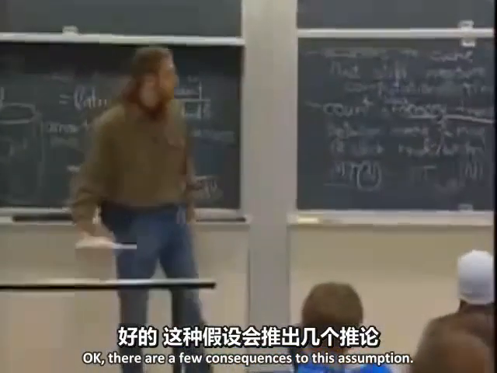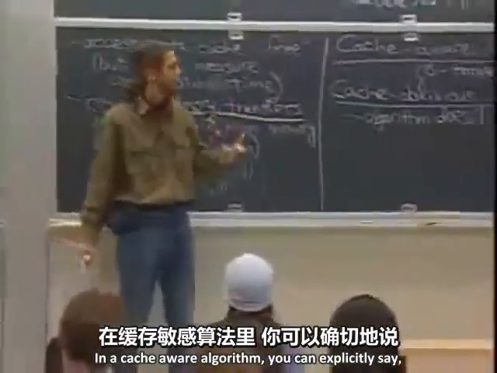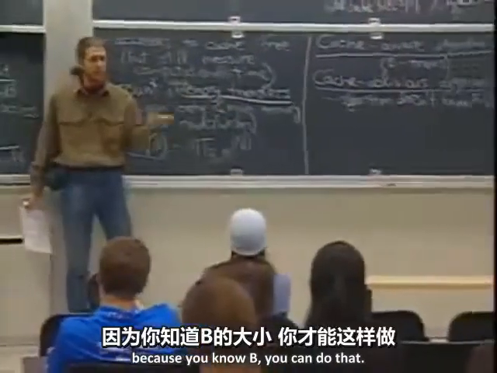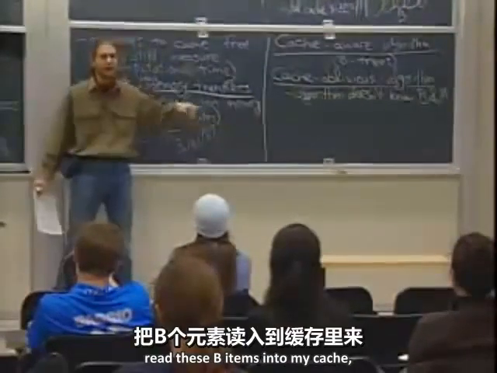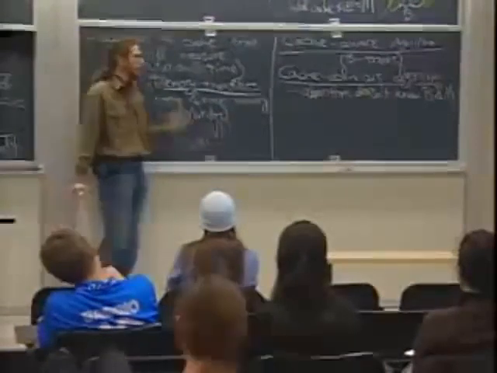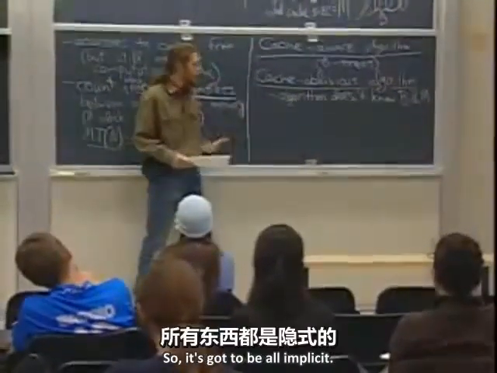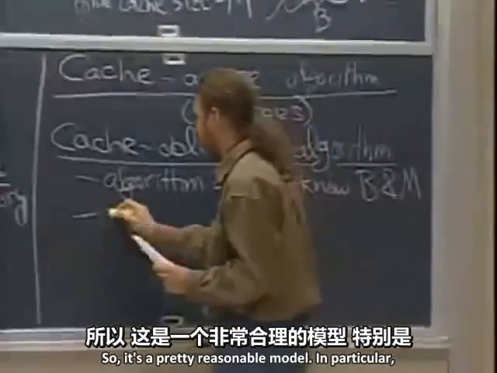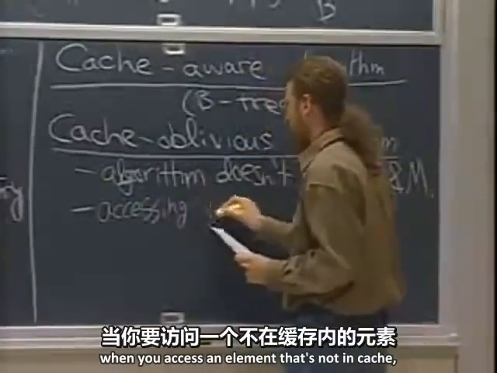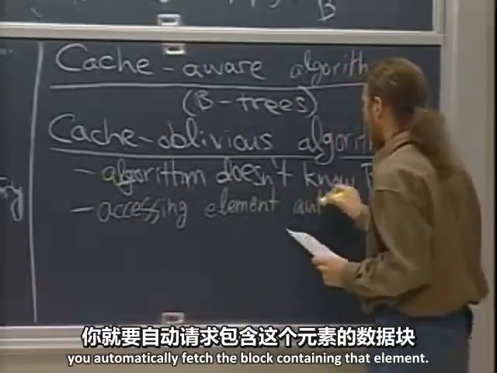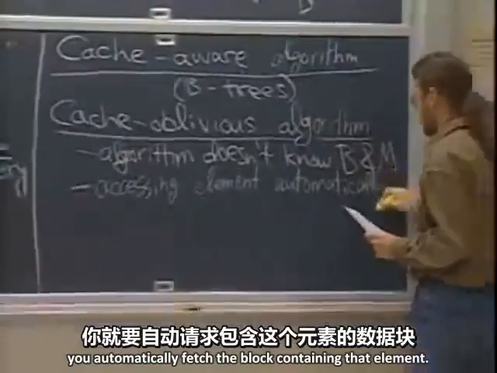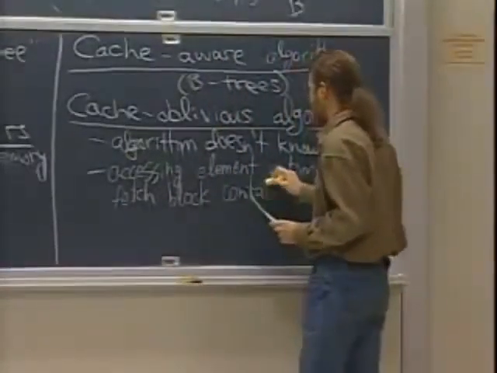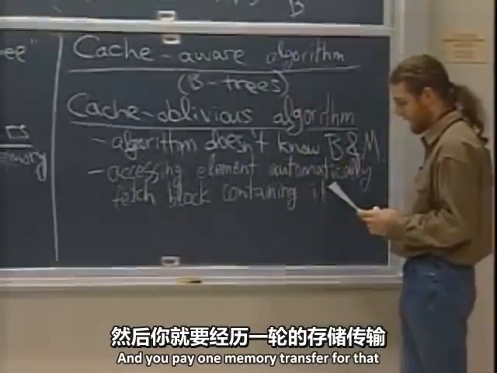Okay, there are a few consequences to this assumption. In a cache-aware algorithm, you can explicitly say, okay, I'm blocking my memory into chunks of size B. Here they are. I'm going to store these B elements here, these B elements here. Because you know B, you can do that. You can say, well, okay, now I want to read these B items into my cache and then write out these ones over here. You can explicitly maintain your cache. With cache-oblivious algorithms, you can't because you don't know what it is. So it's got to be all implicit. And this is pretty much how caches work anyway, except for disk. So it's a pretty reasonable model. In particular, when you access an element that's not in cache, you automatically fetch the block containing that element. And you pay 1 memory transfer for that, if it wasn't already there.